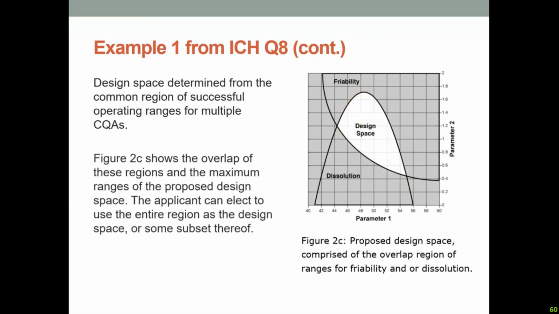So figure 2c shows the overlap of these regions and the maximum ranges of the proposed design space. So as an applicant, you can elect to use the entire region that you see here in the design space, or you can just use a subset of it.